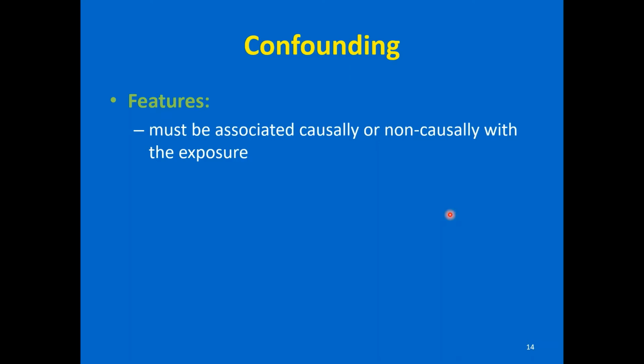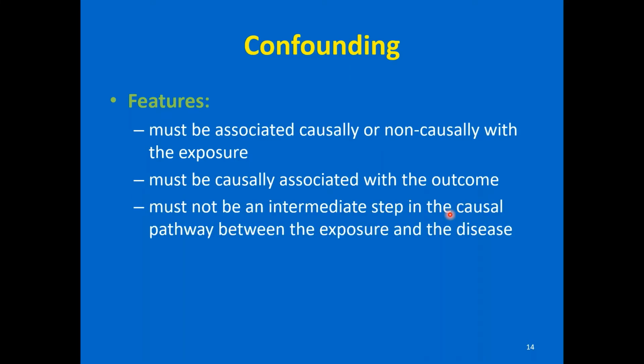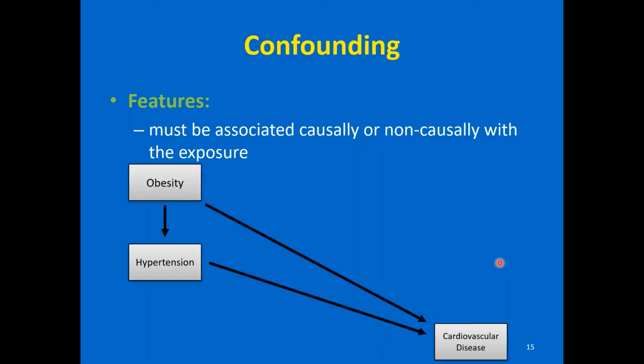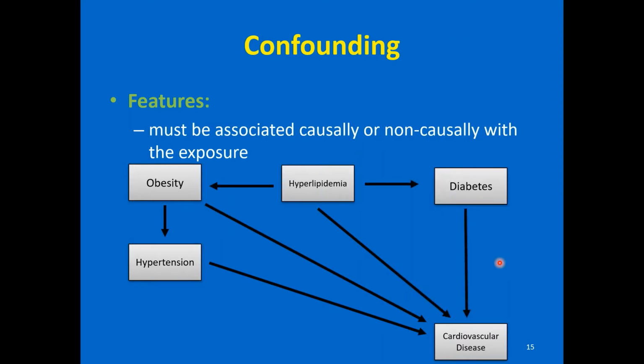So what are the features of a confounder? A confounder must be associated causally or non-causally with the exposure, must be causally associated with the outcome, and must not be an intermediate step in the causal pathway between the exposure and the disease. You can remove the word disease here and say outcome. So it must be associated causally or non-causally with the exposure. So here, for example, obesity and hypertension. Similarly for hyperlipidemia and diabetes, hyperlipidemia and obesity, hyperlipidemia and cardiovascular disease. Age with cardiovascular disease and old age with hypertension.